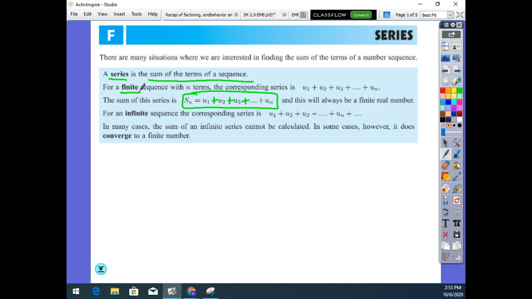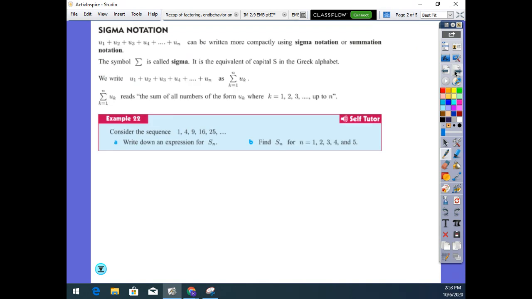Finite just means that the sequence ends. Infinite means that it goes on forever. Sometimes we can actually find the sum of an infinite series that goes on forever if it converges to a finite number. We will not get to that yet.